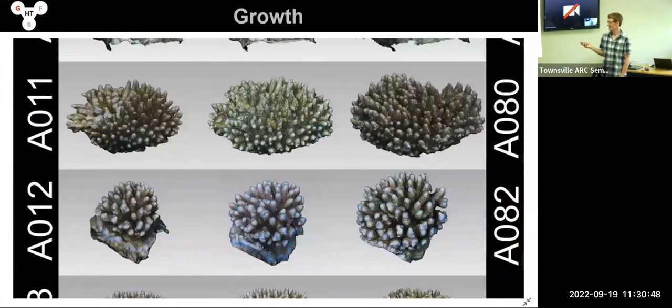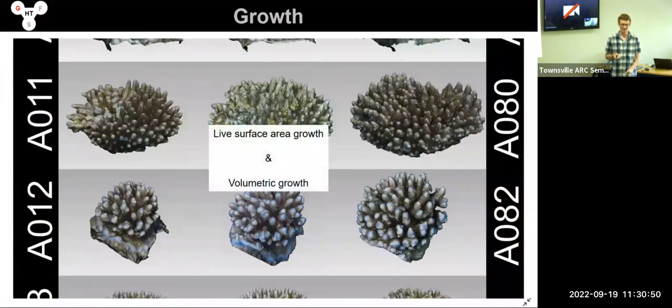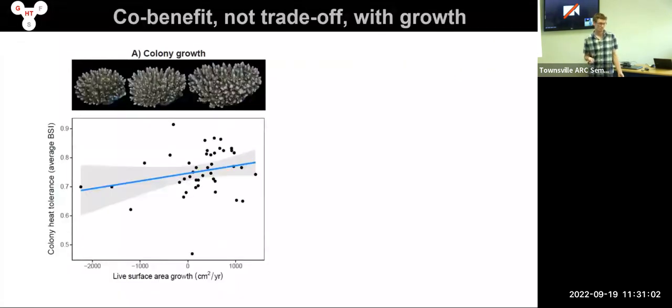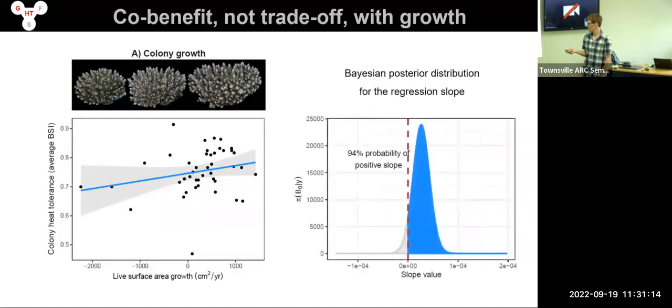But really from this, I'm just interested in measuring a simple enough growth metric, volumetric growth, or the live surface area growth. And I'll just focus on the first one for this talk. So again, what's the association with heat tolerance? And we found a really unexpected result that actually there's a positive association between heat tolerance and growth. If we again use the Bayesian method to look at that slope, there's a 94% probability that that slope is positive.